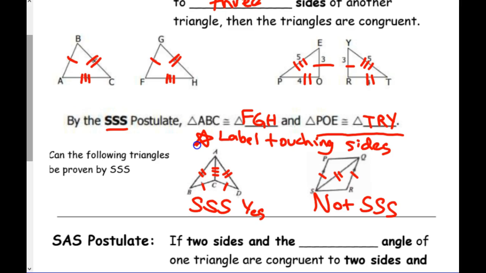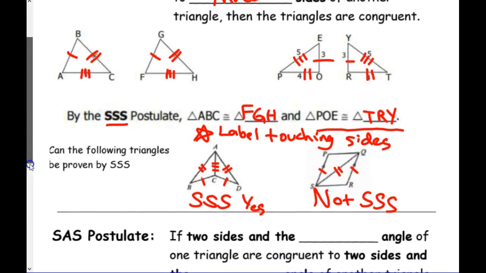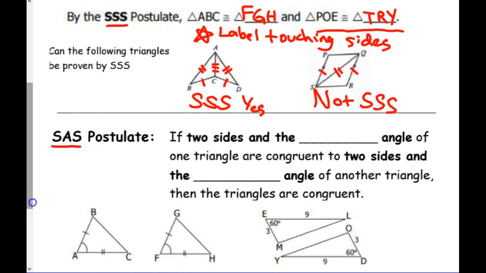Now, the second one is what y'all give me a lot. SAS. All right? Side, angle, side. By the way, I've got fun songs to help you remember these that are going to get embedded in your brain. You'll never forget this lesson for the rest of your life. It'll be a fun time.